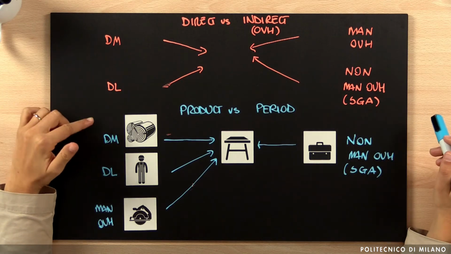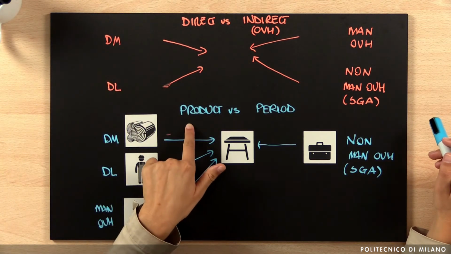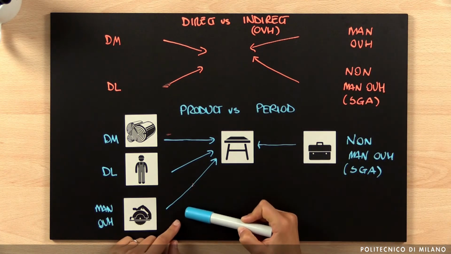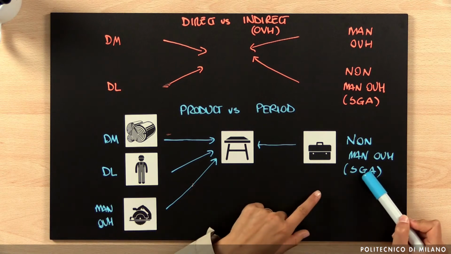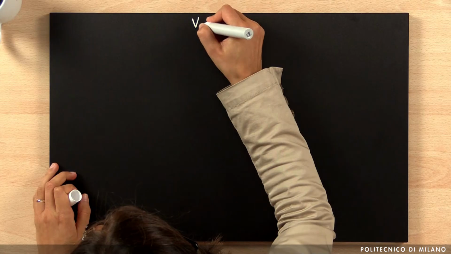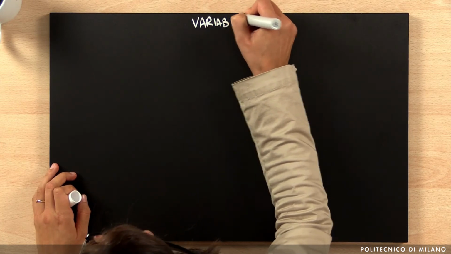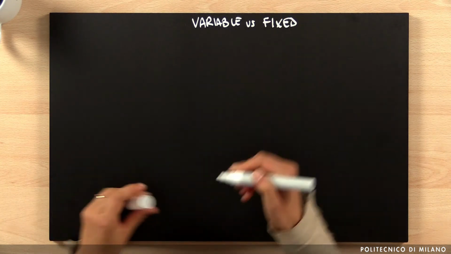So if we compare the first two classifications, we can see that direct costs are always product costs, while the overheads can be either production costs or period costs. It depends if they are manufacturing or non-manufacturing overheads. Now let's move to the third classification that distinguishes between variable and fixed. So we have the variable versus the fixed costs. What's the distinction between them?